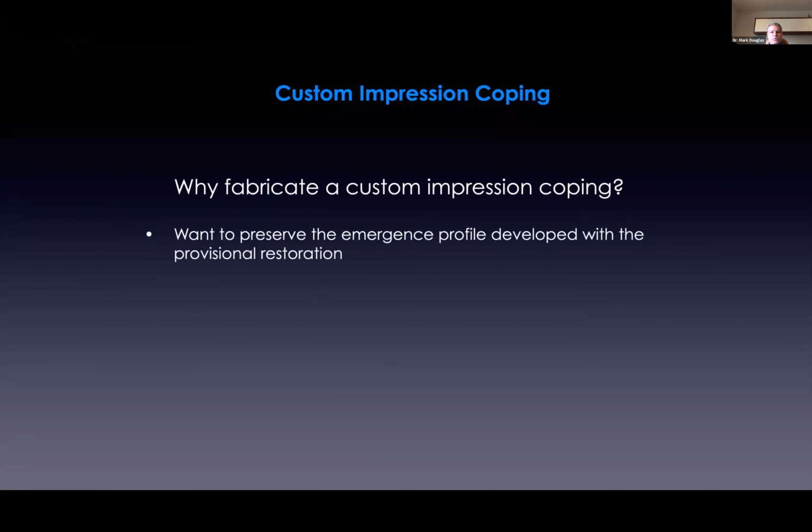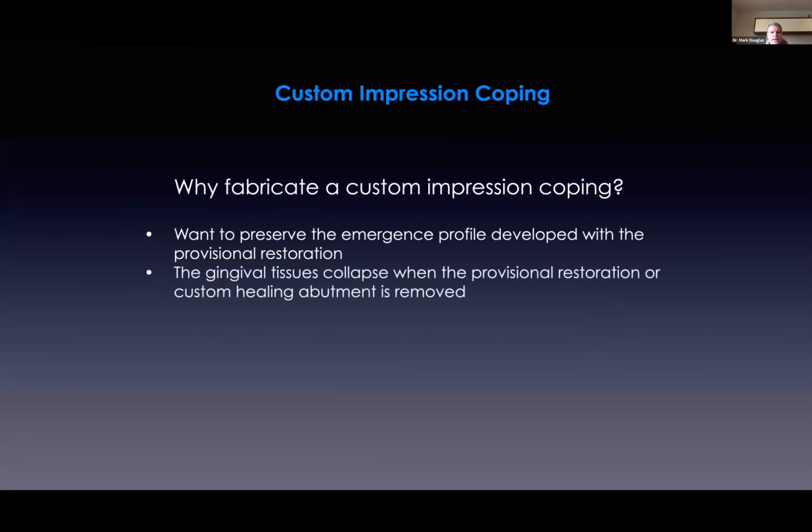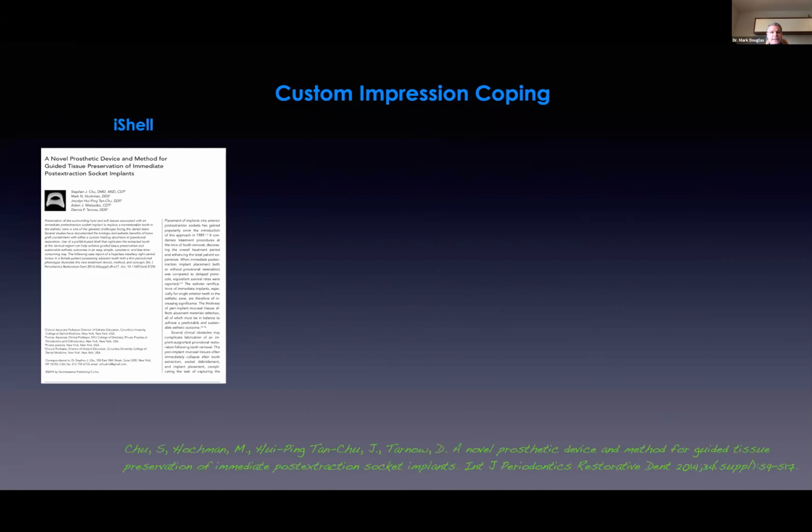You want to preserve the emergence profile developed with the provisional restoration. The gingival tissues collapse when the provisional restoration or custom healing abutment is removed. So how do we know this? What's the evidence? How long does it take? How much does it collapse?